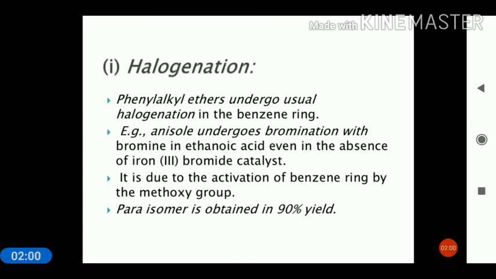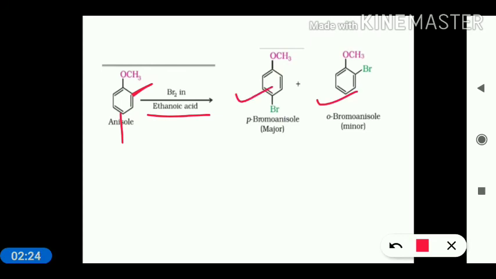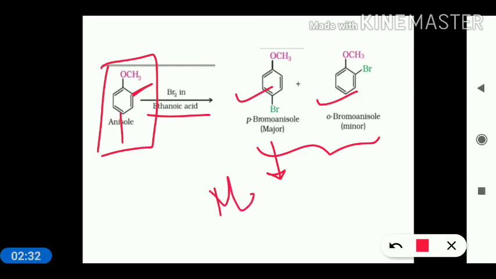When you see halogenation, this is the reaction for halogenation. Here you can see bromine reacting in the presence of ethanoic acid as a solvent. The attack will be at the ortho and para positions, so ortho-bromoanisole and para-bromoanisole are obtained. Please remember the structure of anisole. A mixture of both will be formed and para will be the major product, because it is more symmetric.